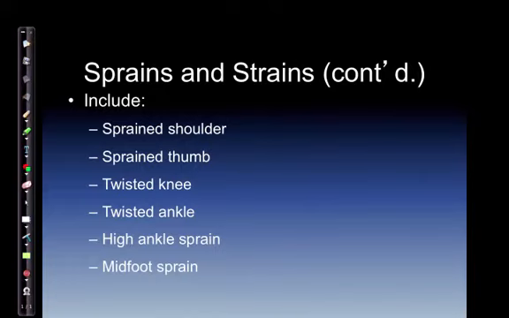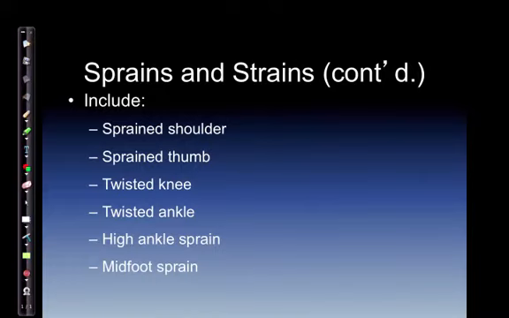Sprains and strains include a sprained shoulder, and this is most likely to be injured because it has very little stability in certain positions. So as you move it, it'll be loose in certain positions, and this can lead to bursitis, tendonitis, and even a frozen shoulder. Sprained thumb, force applied laterally. Twisted knee, all the ligaments are at risk, but the anterior cruciate ligament is the one that's most likely injured.